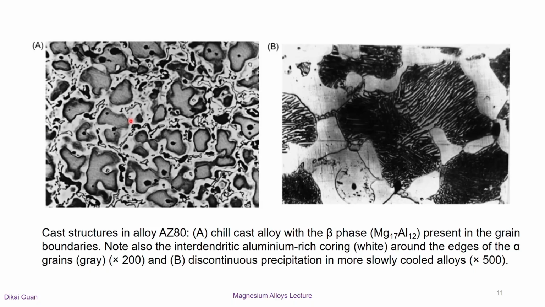The left image gives a typical casting AZ80 alloy microstructure, and the white colored phase in this microstructure image is the Mg17Al12 phase, which is continuously distributed along grain boundaries. However, the right image shows the Mg17Al12 phases were discontinuously distributed due to a slower cooling rate.